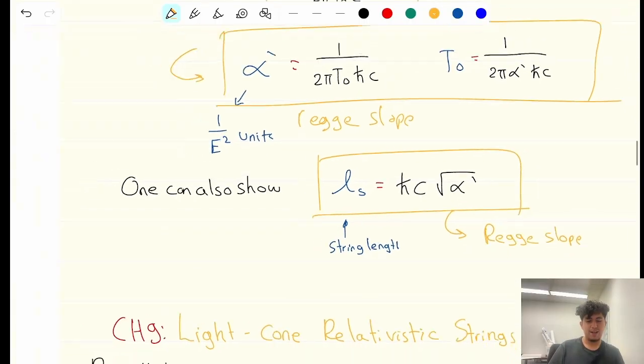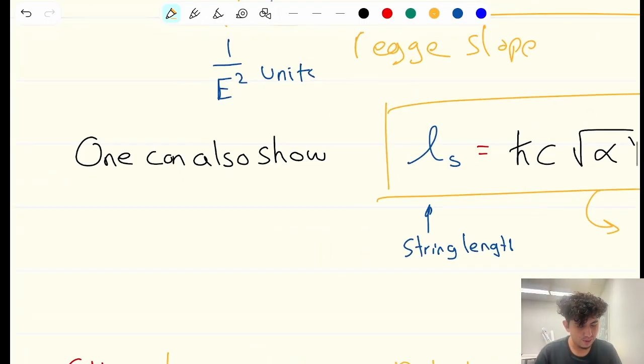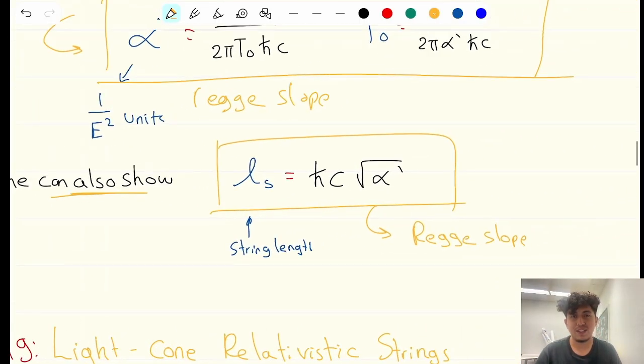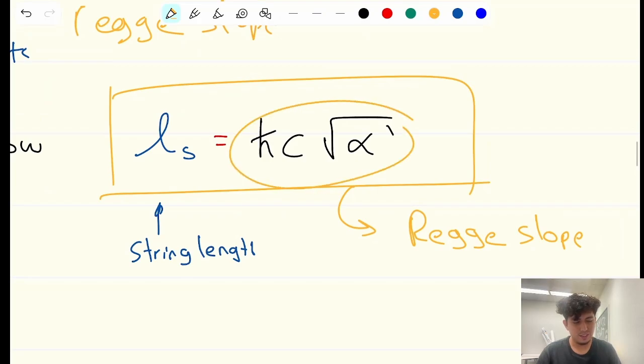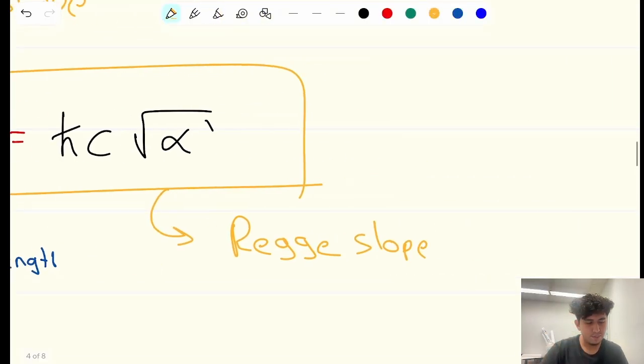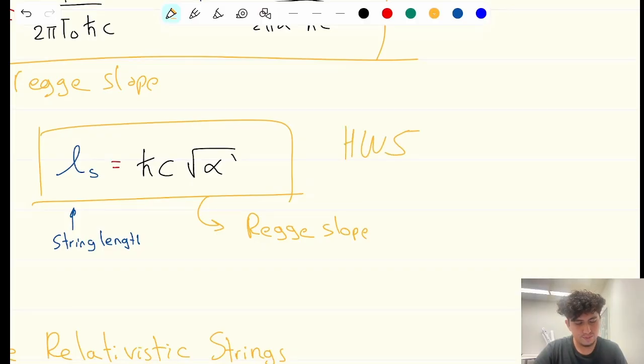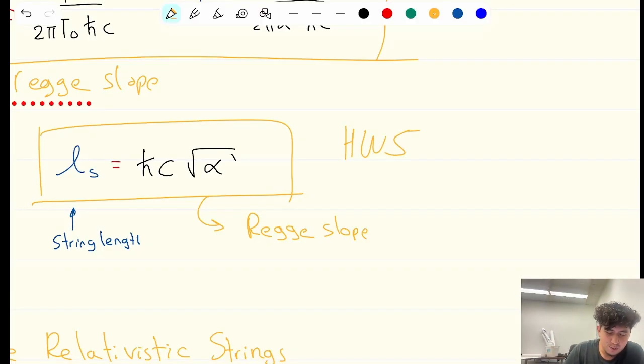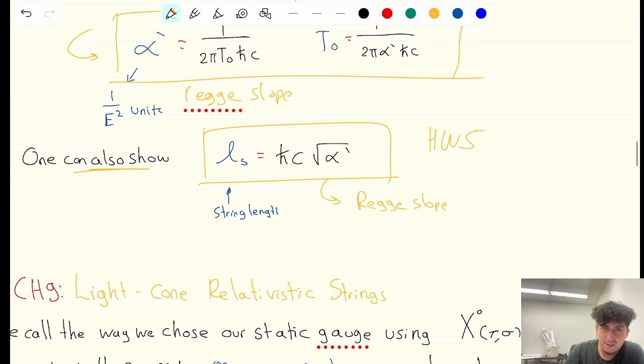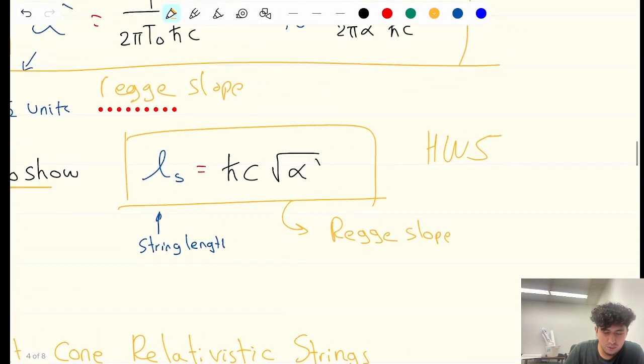Cool. And one can also show, I'm not going to do this derivation because it's going to take a bit, that the string length can also be written in this form with the Regge slope. I might put this maybe for homework 5. I still have to publish homework 4, which I'm missing. So I will publish that, and then yeah, cool.